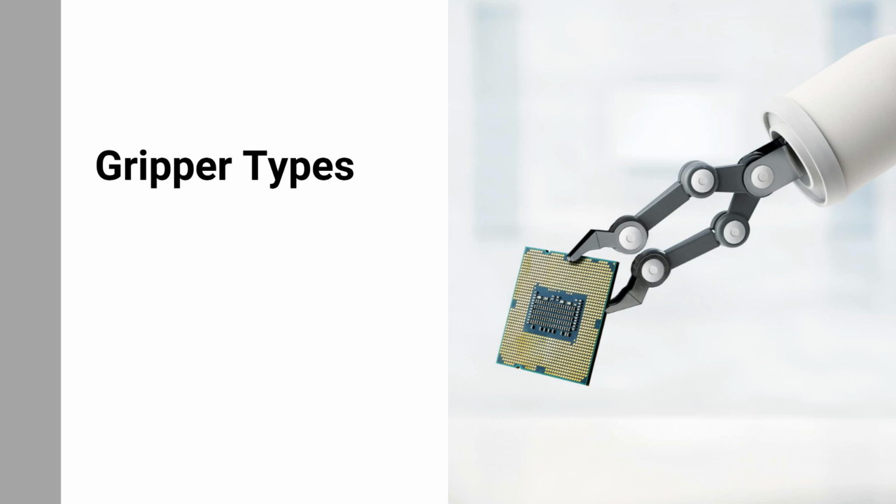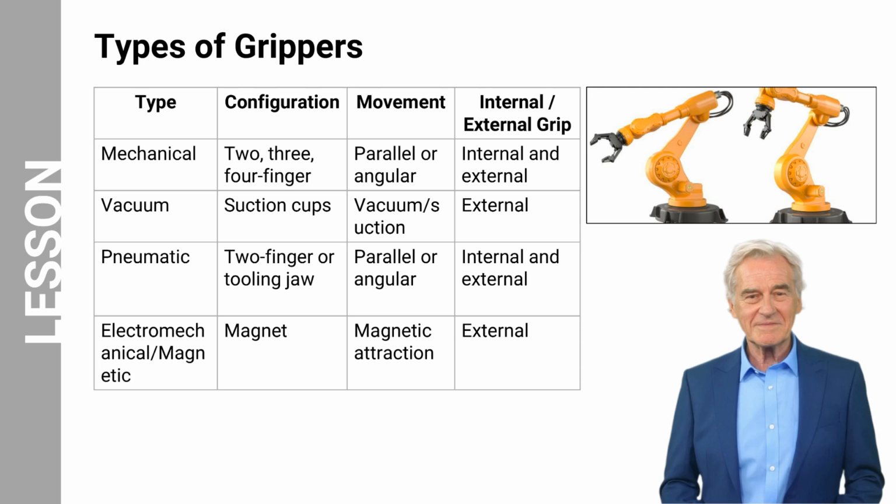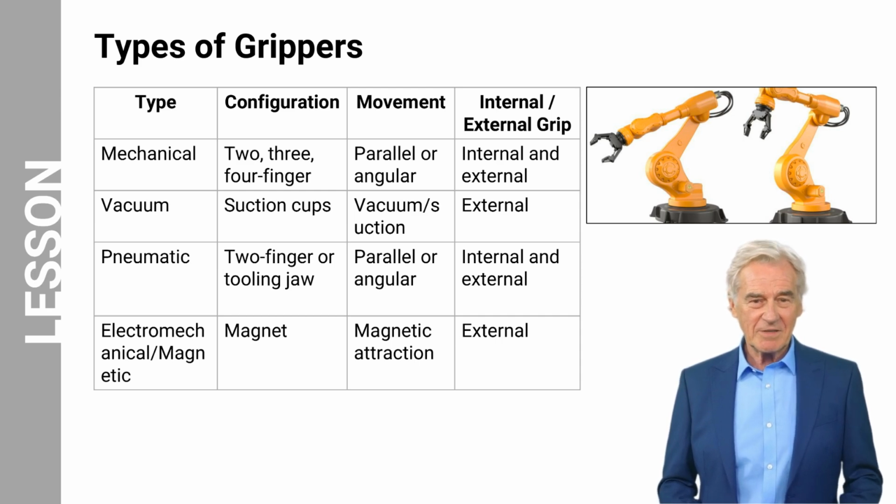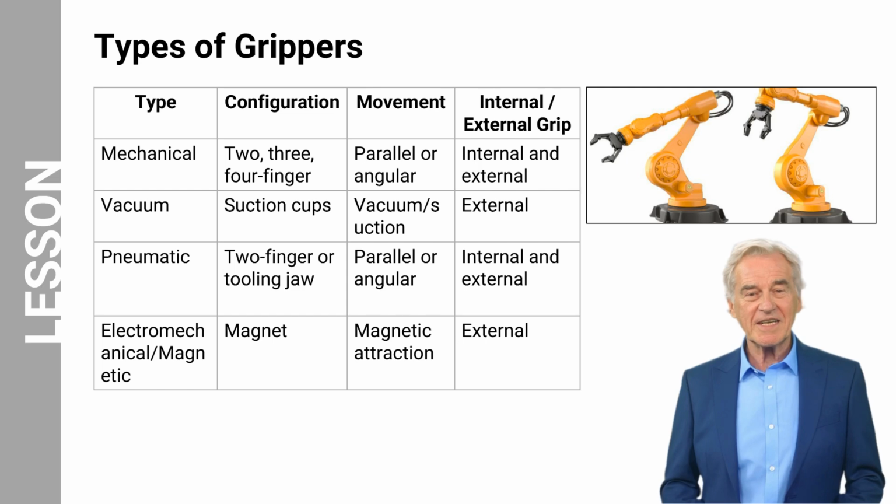Now let us examine the various gripper types in industrial robots. Here's a high-level overview of the various types of grippers used in robotics. Mechanical grippers feature 2, 3, or 4 finger configurations that can move in parallel or angular motions, capable of both internal and external gripping. Vacuum grippers employ suction cups that create vacuum or suction movement for external gripping only.